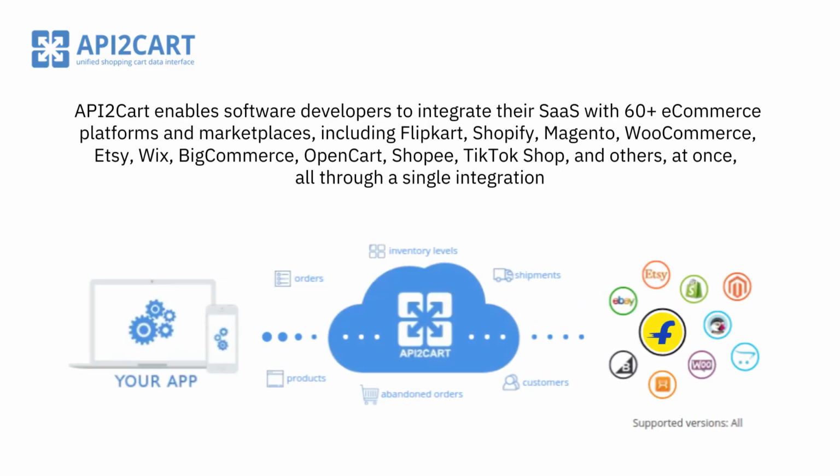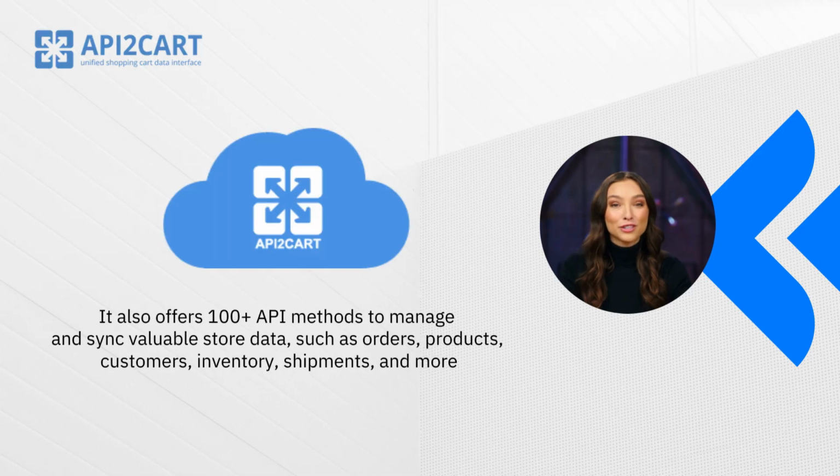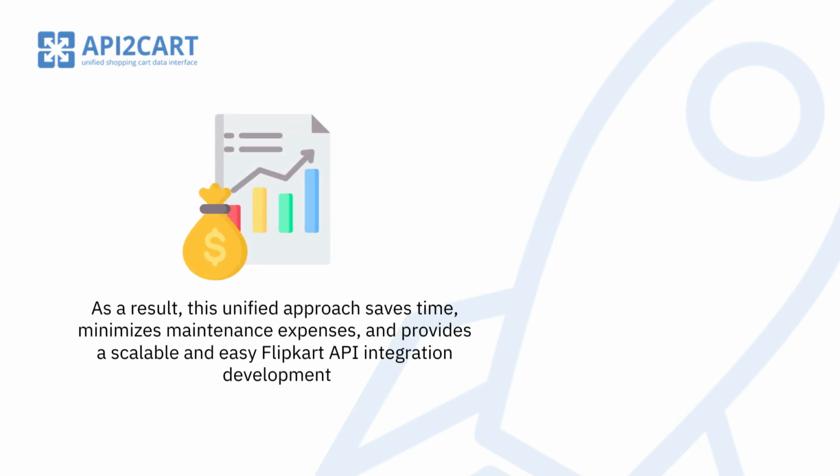API2Cart enables software developers to integrate their SaaS with 60+ e-commerce platforms and marketplaces, including Flipkart, Shopify, Magento, WooCommerce, Etsy, Wix, BigCommerce, OpenCart, Shopee, TikTok Shop, and others at once, all through a single integration. It also offers 100+ API methods to manage and sync valuable store data, such as orders, products, customers, inventory, shipments, and more. As a result, this unified approach saves time, minimizes maintenance expenses, and provides a scalable and easy Flipkart API integration development.